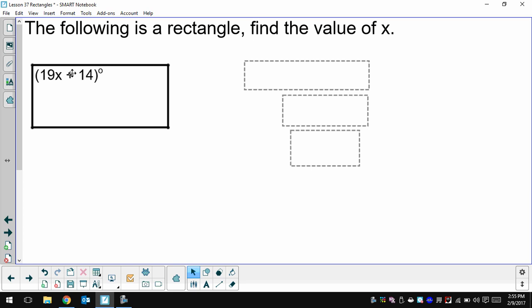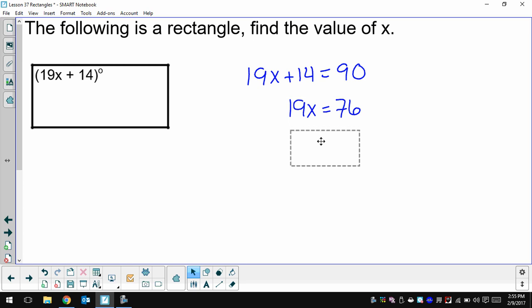So you could pause here and try this one. It's like one of them that we did together. So again, like the one we did at first, this angle needs to be 90, so that 19x plus 14 should be equal to 90. Solve this two-step equation to find x to be 4.